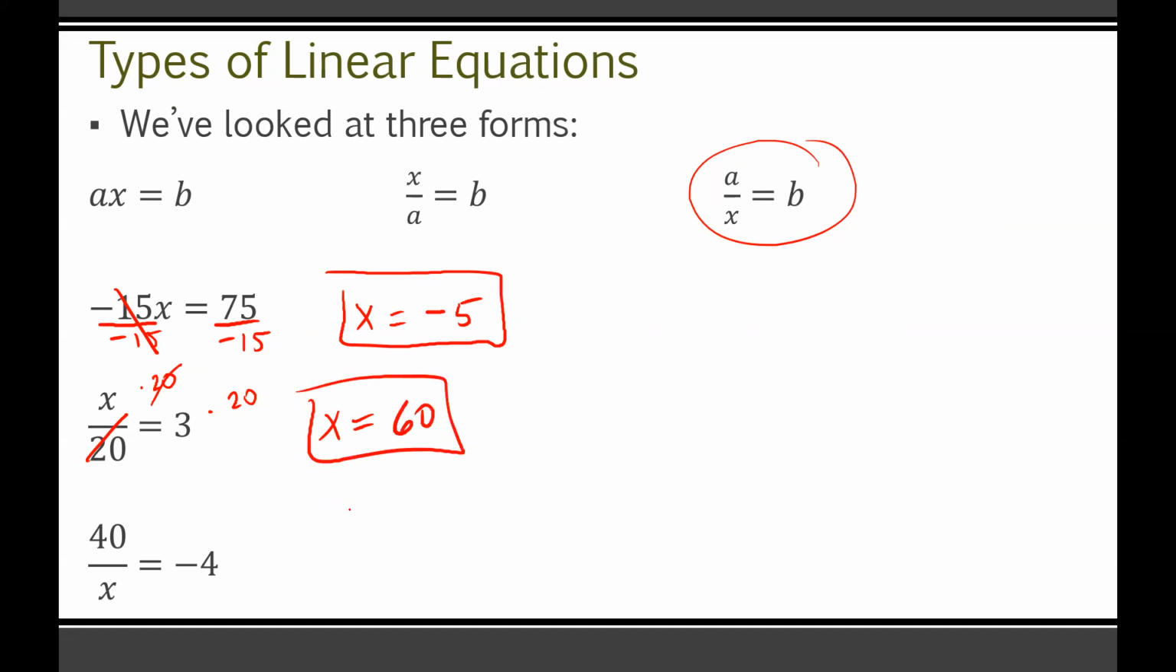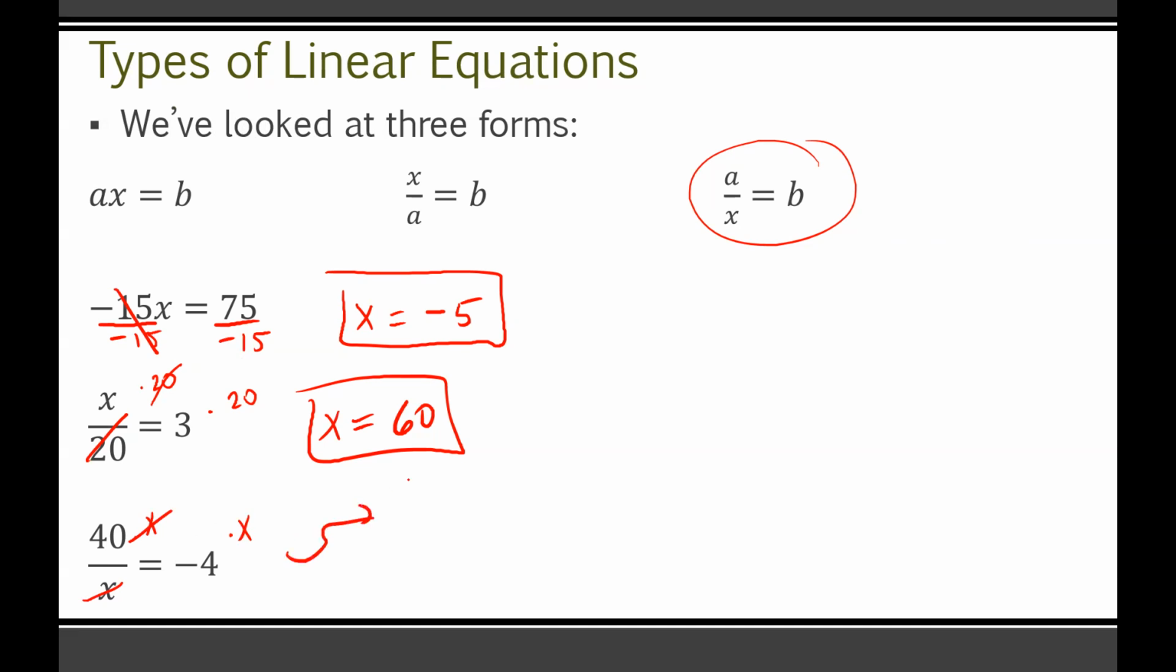Last one here is the most challenging. When there's an x in a denominator, you actually end up having a two-step problem. We really hate having an x in a denominator. It drives us up the wall. We don't want this, right? We've got to get rid of that. To get rid of that x in the denominator, I'd advise you to multiply by x on both sides, just as with the 20 in the last example. That gets rid of the x in the denominator.